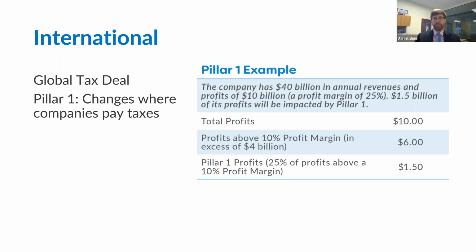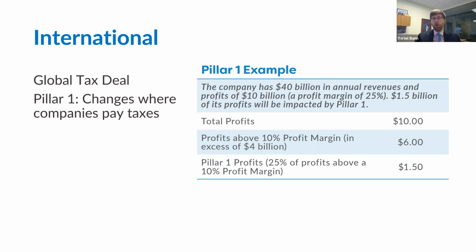So for instance, in this example, you have a company with 40 billion in annual revenues, profits of 10 billion. So there's 30 billion in costs there. That's a profit margin of 25%. Pillar 1 says that the only profits that are affected are those profits above a 10% margin. So of your total profits of 10 billion, the profits in excess of 4 billion, so $6 billion, and 25% of those profits that are above the 10% margin might be reallocated. So for this company, 1.5 billion of their profits might be taxed in different locations than they would otherwise.